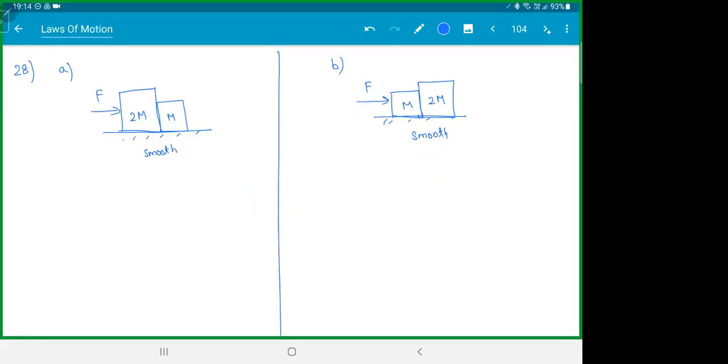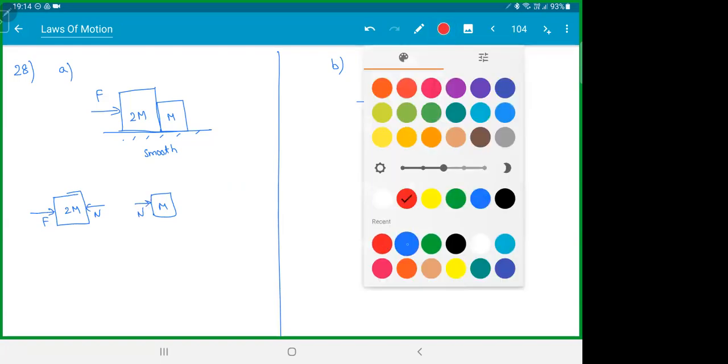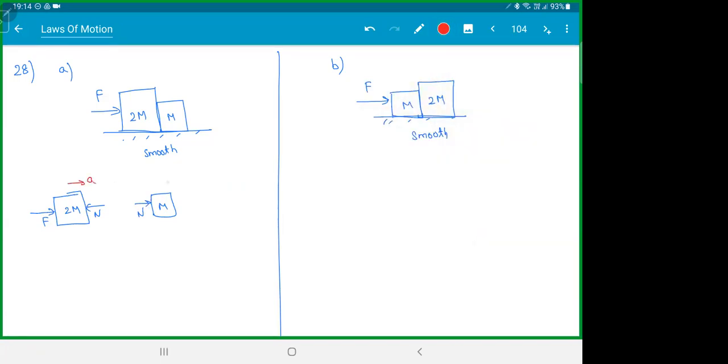See, first one. Step 1, choose your system, draw the FBD. So 2M, M. Forces, F, normal reaction, normal reaction. Step 2, define accelerations, A and A. Find the relation between them. They'll be equal. Why? They're touching each other. Rigid body constraint. Step 3, write the force equations.